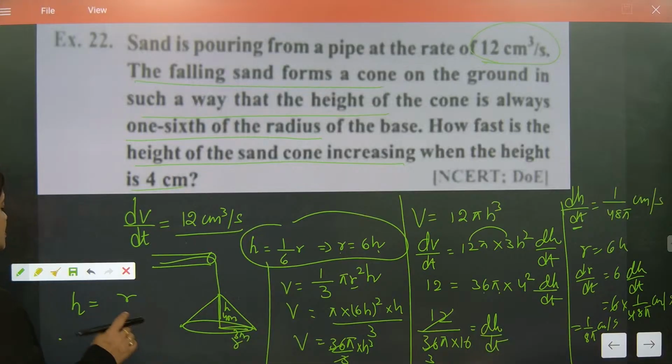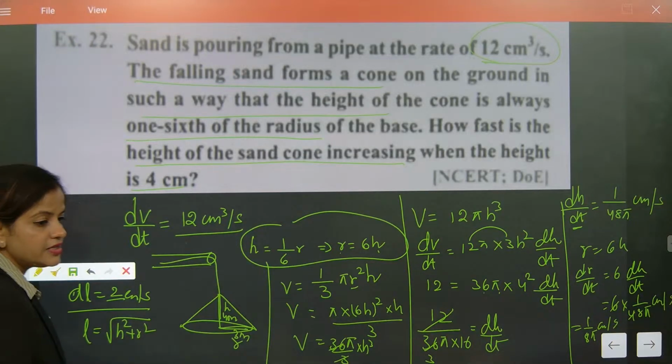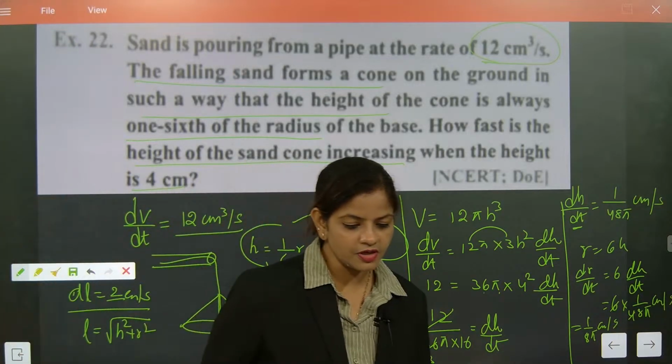Understood? So what is the slant height? If the rate of change of slant height is dl by dt equal to 2 centimeter per second, it is given. Now solve this question. What will be l at that moment? They will ask a question like that. Okay, you know that slant height is equal to root under h square plus r square. In a situation like that, you need to solve this part.